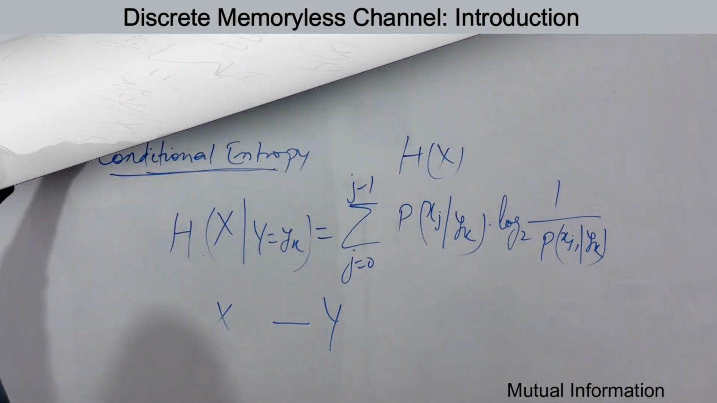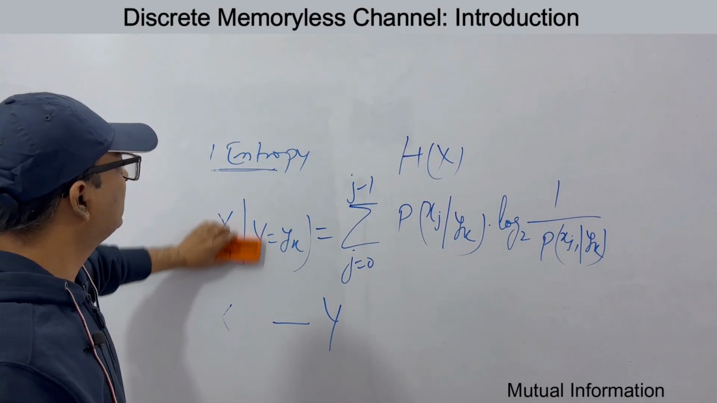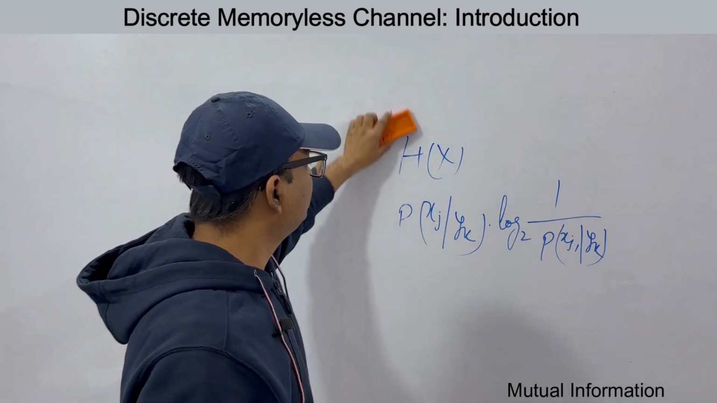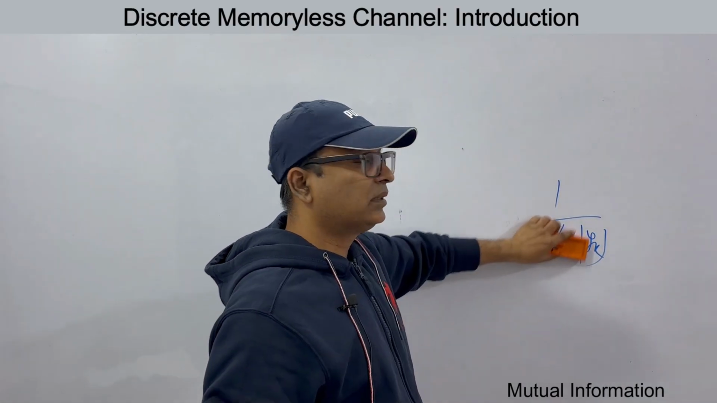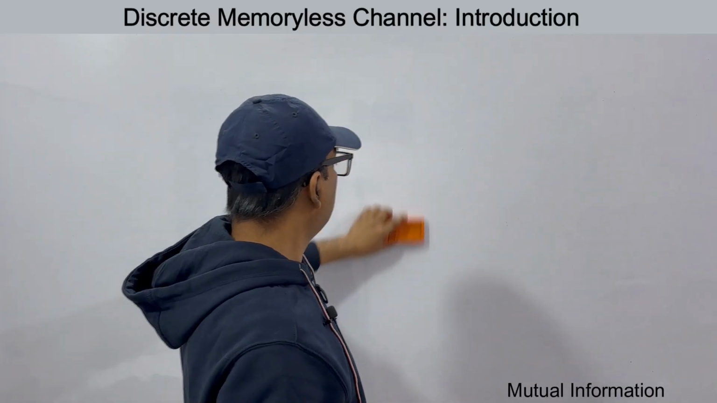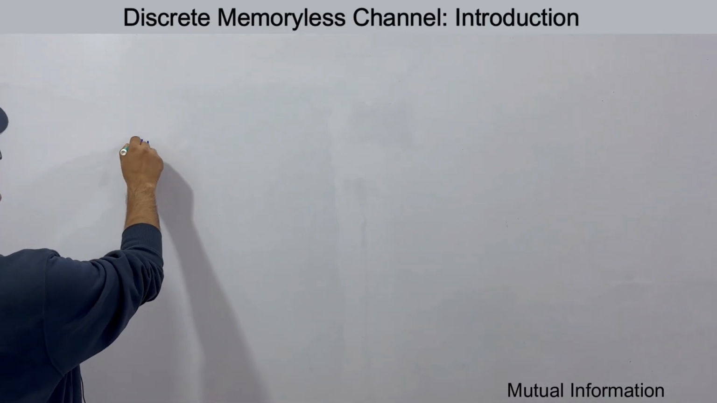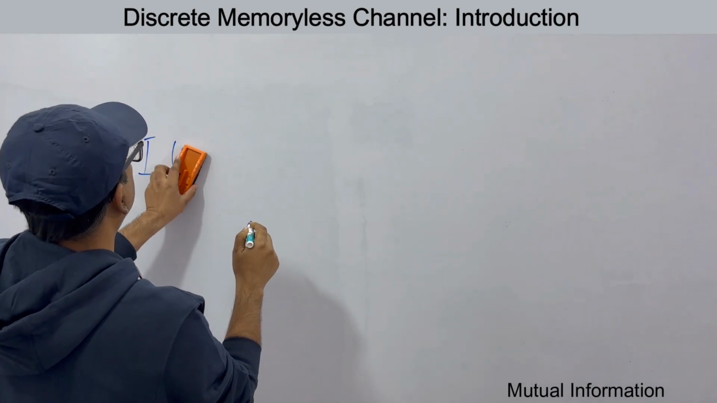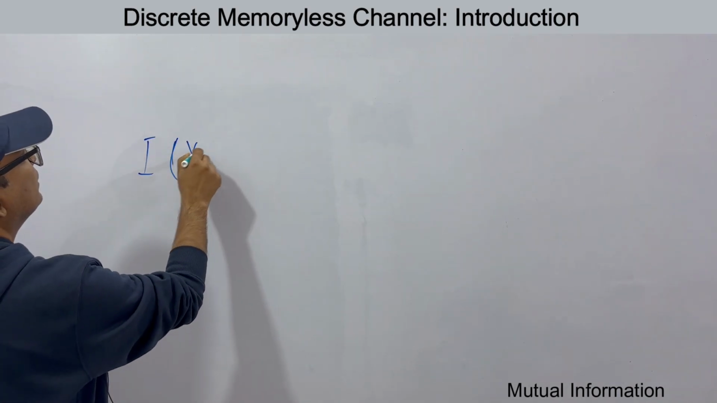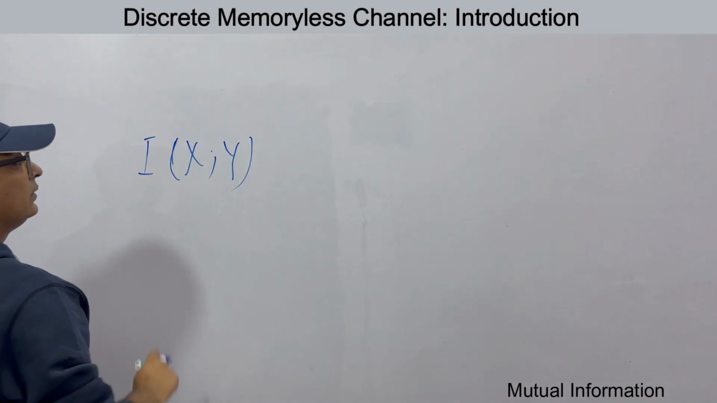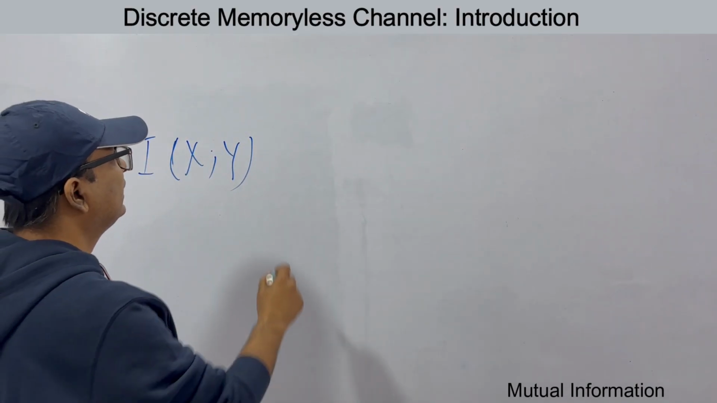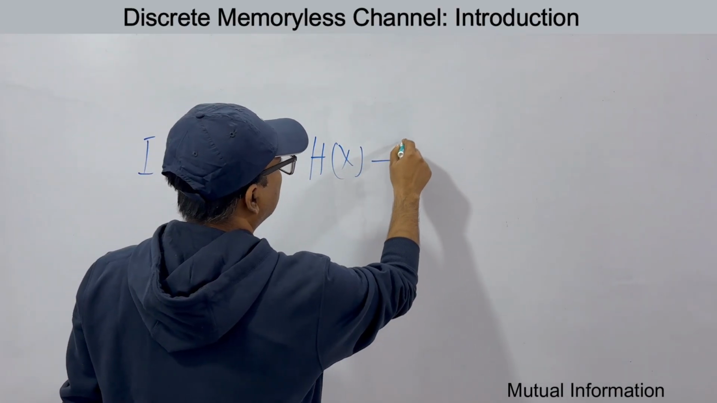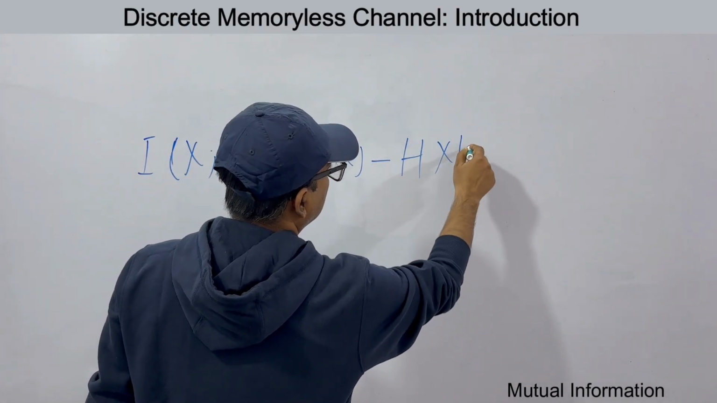Now we introduce a term called mutual information, a very important term in digital communication. We write it as I(X;Y). This is mutual information, and it is defined as H(X) minus the conditional entropy H(X|Y).